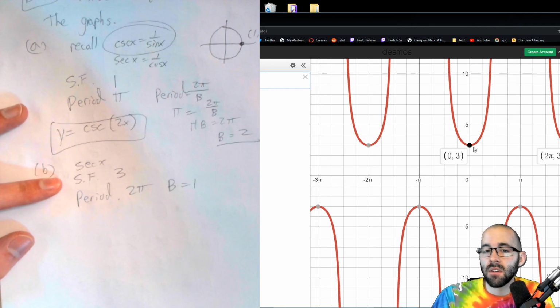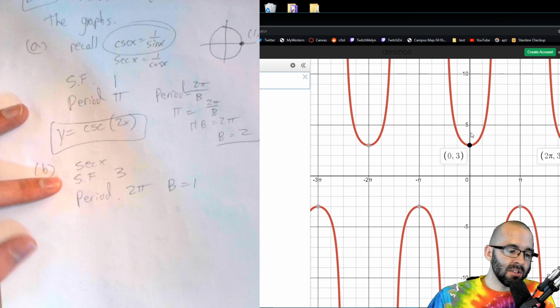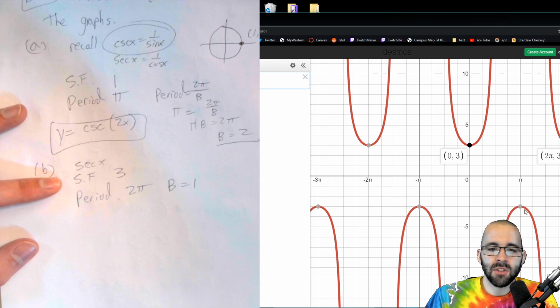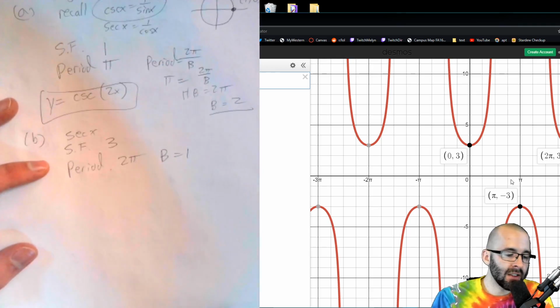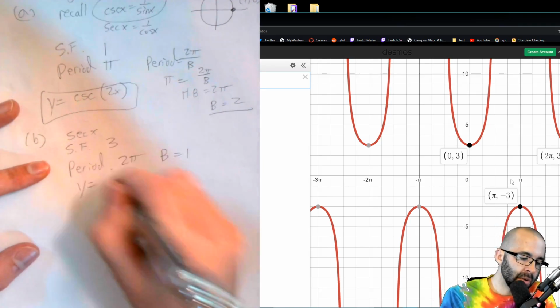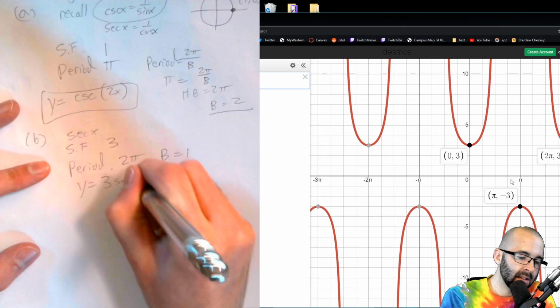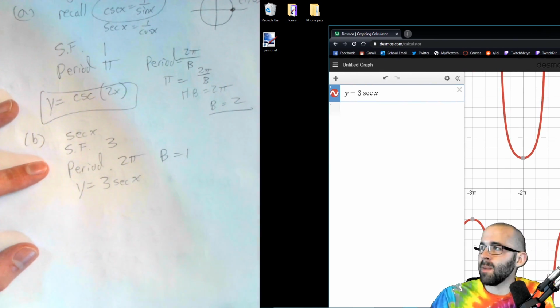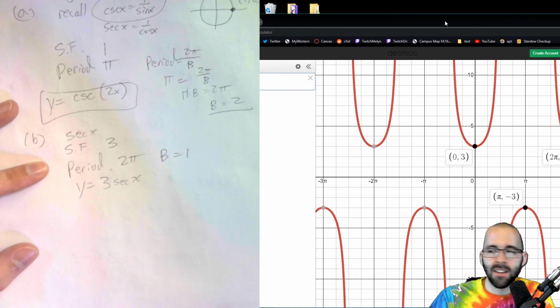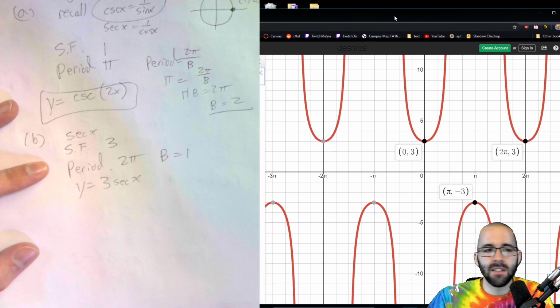There's no phase shift because we know that secant is an even function. And we are even right here. So we know there's no phase shift. All right, and there's no vertical shift because we go up to 3 and down to -3. These would not be symmetric, 3 and -3, if there were a vertical shift. So we have everything we need. Y just equals 3 times secant of x. All right, and hopefully that's what I typed in. That is indeed what I typed in.